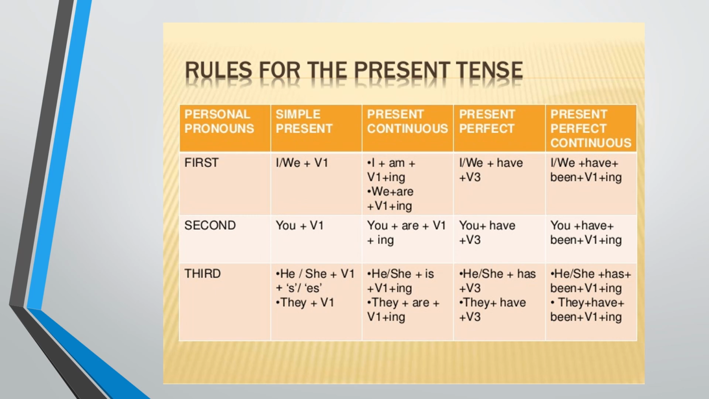And now come to the last one, that is present perfect continuous tense. And in it, what will you do? In case of first person pronoun like I and we, you will use have been, first form of the verb with ing. Second person pronoun like you, have been, first form of the verb with ing. In case of third person pronoun like he, she, has been, first form of the verb with ing. In case of plural pronoun, you will use have been, first form of the verb with ing, but don't forget you will use since and for with it as well.